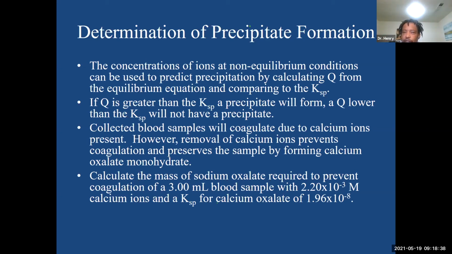Does that make sense? Okay. So if Q is lower than the Ksp, you're not going to be forming a precipitate. It's going to stay in solution.